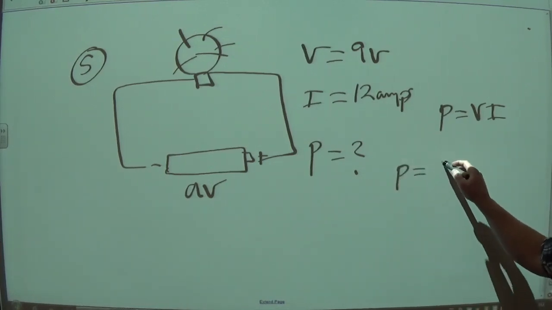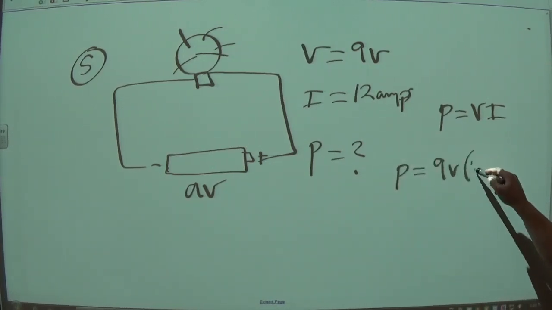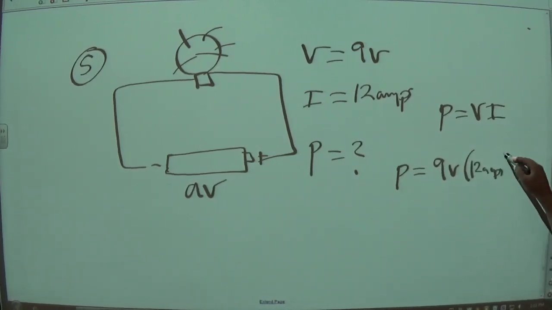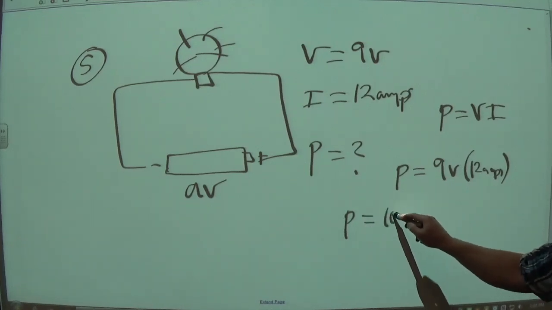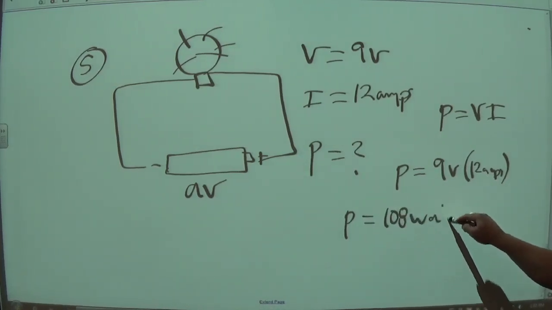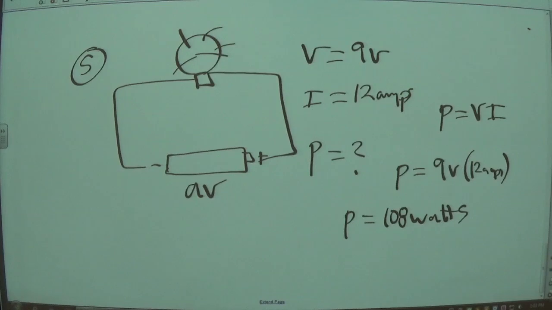So our power is going to be equal to 9 volts multiplied by the 12 amps. It's 108 watts. That would be the wattage being consumed by the light bulb.